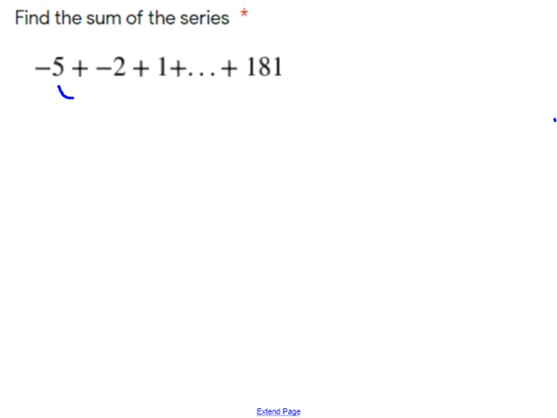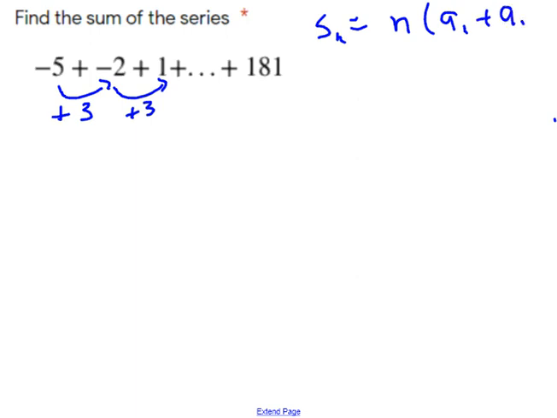So first I want to check, is this actually arithmetic? From -5 to -2, that change would be adding 3. And from -2, if I add 3, I get up to 1. This is indeed arithmetic, which means, ta-da, I can use my arithmetic sum formula. That's where the sum of n many terms is the number of terms times the first term plus the last term, all over 2.